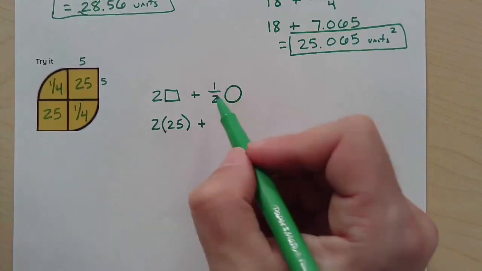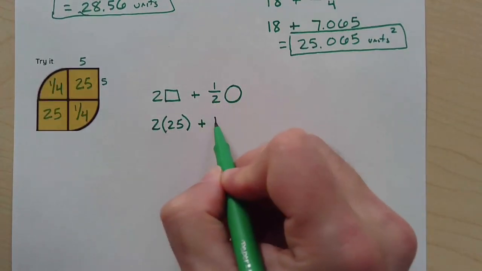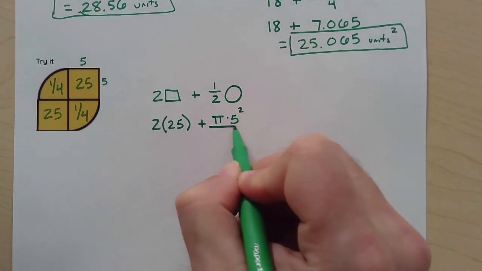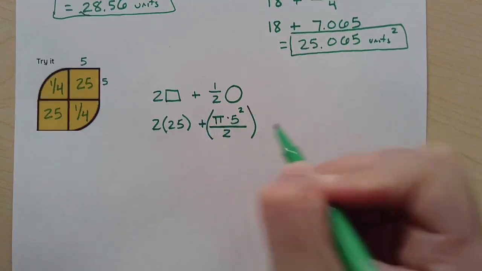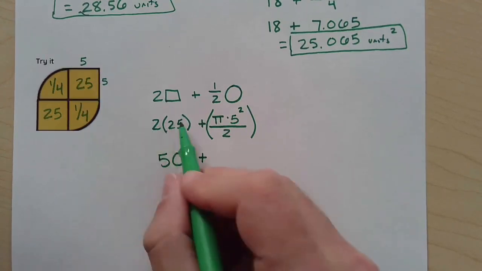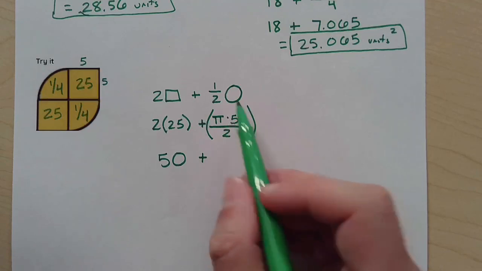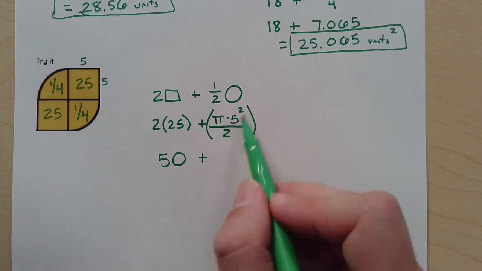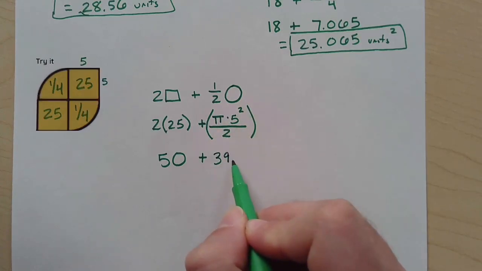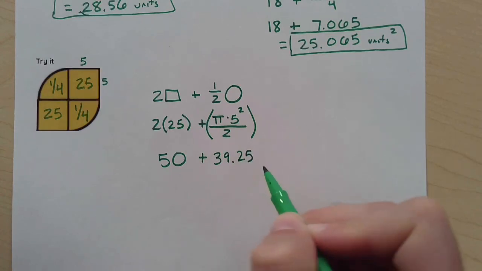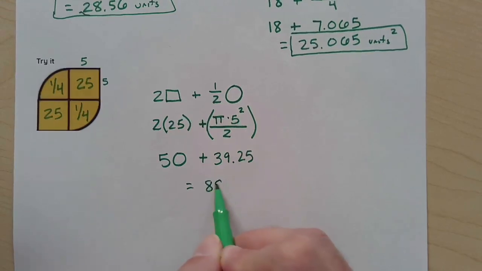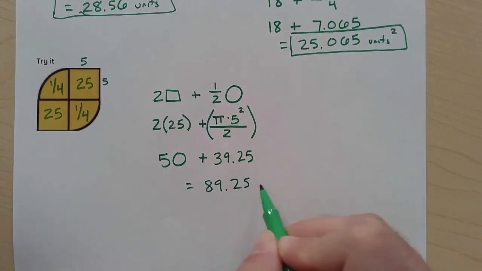Half of a circle would be divided by 2, so I'm going to do pi times the radius, which is 5 squared, and I'm going to divide that by 2. 50. 2 times 25 is 50. And then here, when I do this full calculation, I get 25 times pi, and I'm going to divide that by 2. I get 39.25 for a total of 89.25 units squared.